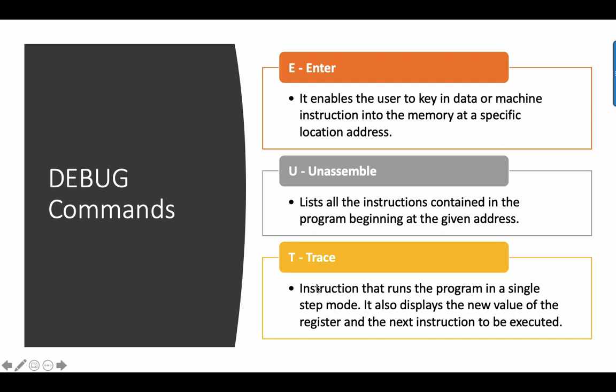And we have trace. This allows us to run the program in single step. So if we perform the trace command here, we'll be able to see step by step how we execute those mnemonics. Let's say we want to change the value of a particular register, you could trace it here. You could see how debug executes those commands.